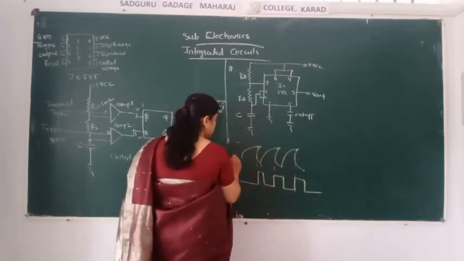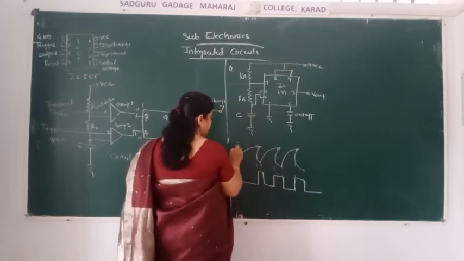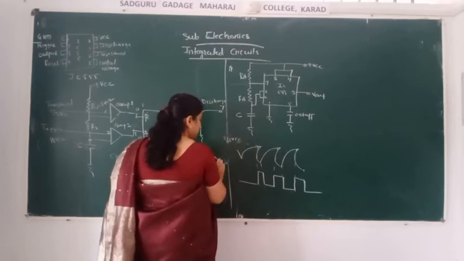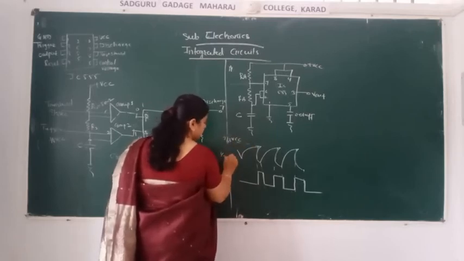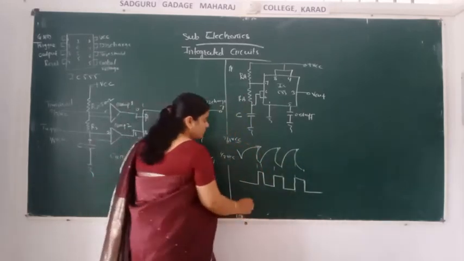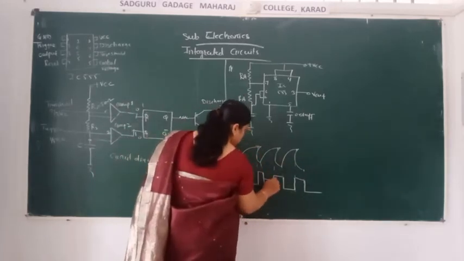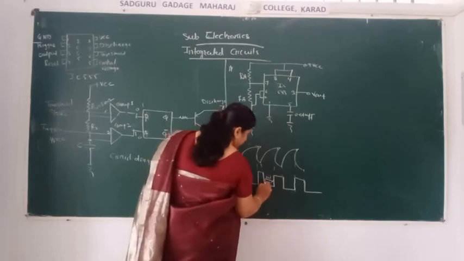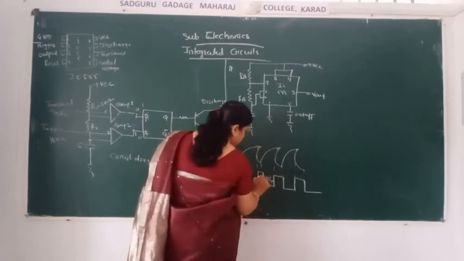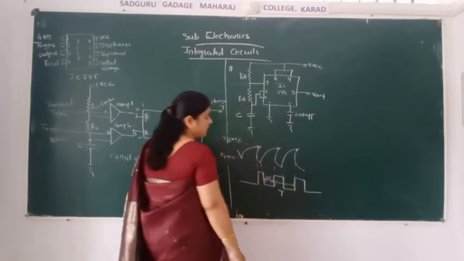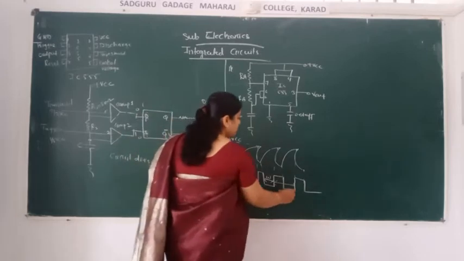These are the 2 inputs that we are getting here: 2/3 of VCC and 1/3 of VCC. At the lower point we are getting 1/3 of VCC, and at the upper point we are getting 2/3 of VCC. This is the W, or width, of the signal, and this complete wave that we are observing is the T.